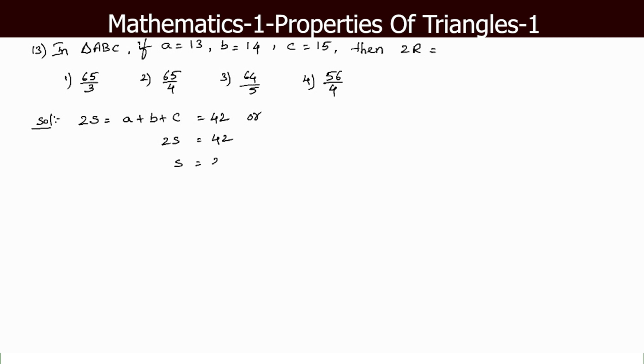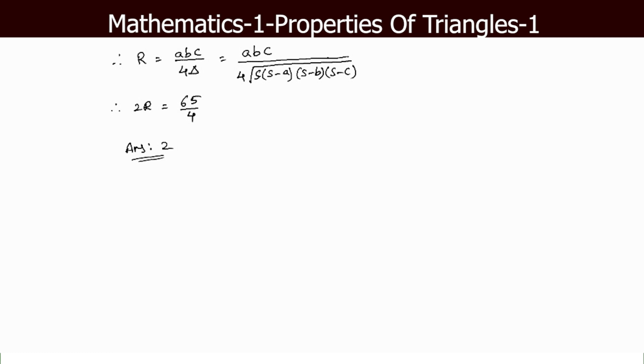Next, s is equal to 21 and s minus a is equal to 8, s minus b is equal to 7 and s minus c is equal to 6. So, capital R is equal to abc by 4 delta, which is abc by 4 into square root of s into s minus a into s minus b into s minus c. Of course, by substituting the values of a, b, c, s minus a, s minus b, s minus c, if we simplify it, then 2 capital R is equal to 65 by 4. The correct option is option number 2.